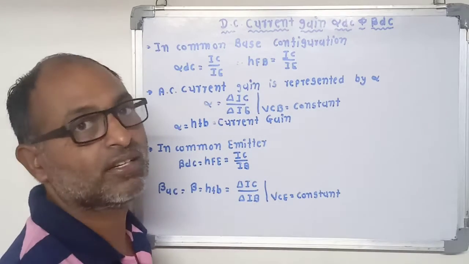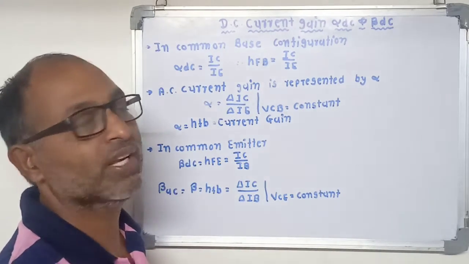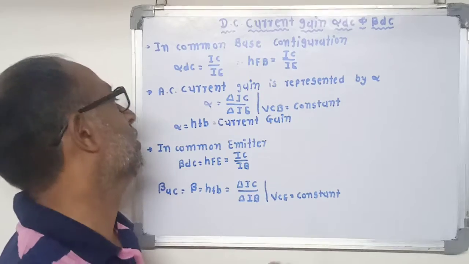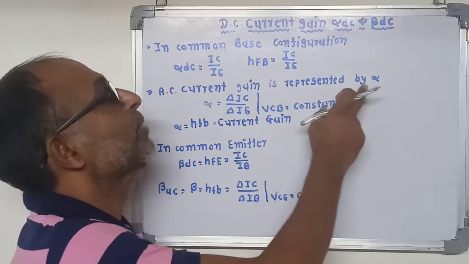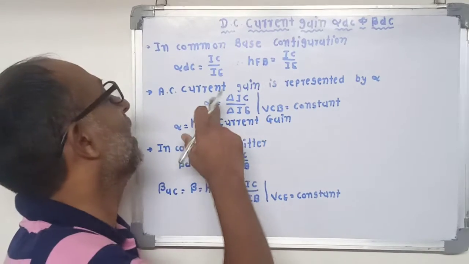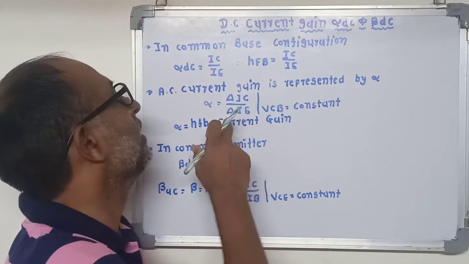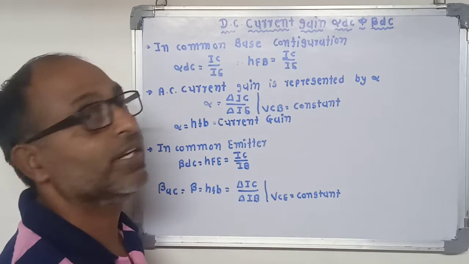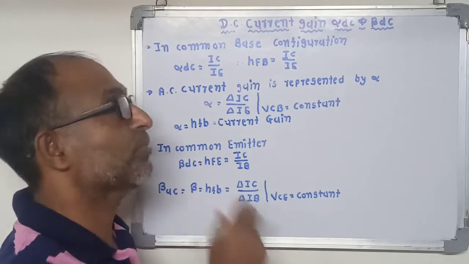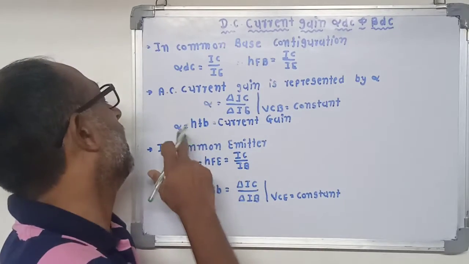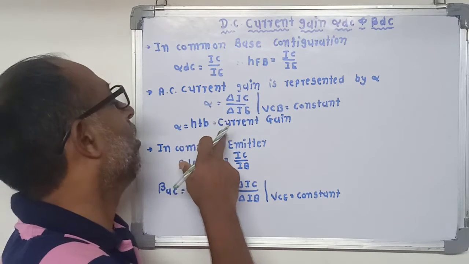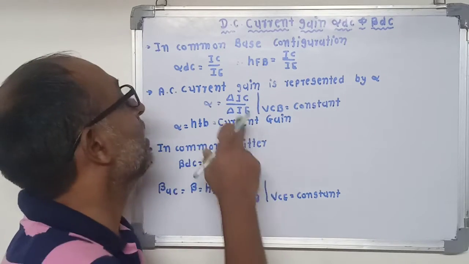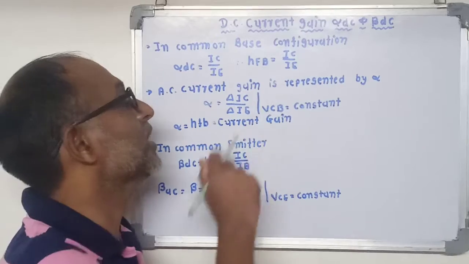Now when the transistor is used as an amplifier, the AC current ratio is more important than the DC current ratio. This AC current gain is represented by alpha. So we can write alpha is equal to delta IC divided by delta IE at VCB constant. It is also represented by hfb instead of alpha. So alpha is equal to hfb, or current gain is the ratio between change in collector current to the change in emitter current at VCB constant.